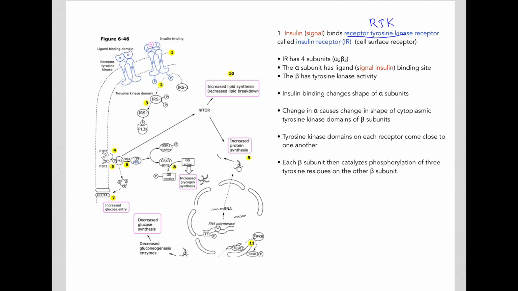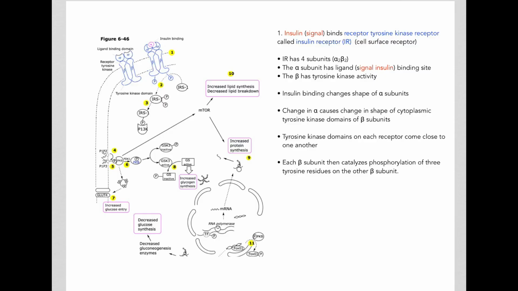It has 4 subunits: 2 alpha subunits, and then you can see the 2 beta subunits. So there are 2 alpha, 2 beta. Now the alpha subunit has the binding site for the signal, insulin. So you can see these alpha subunits here bind insulin, while the beta subunits have tyrosine kinase activity. So right here in the cytoplasmic side of the beta subunits, we have the tyrosine kinase activity.